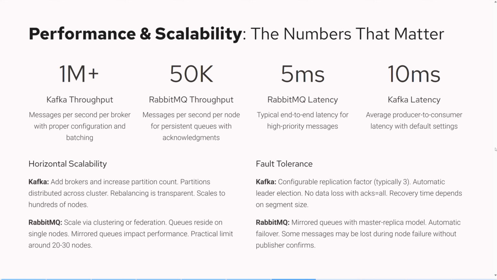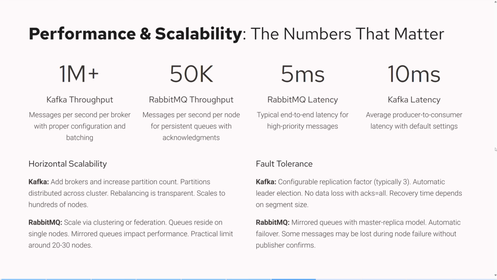Scalability also differs significantly. Kafka scales horizontally by adding brokers and increasing partition counts, and it can grow to hundreds of nodes in large deployments. RabbitMQ scales through clustering or federation, but queues generally live on individual nodes. In practice, RabbitMQ clusters usually scale to a few dozen nodes, as mirrored queues can impact performance.